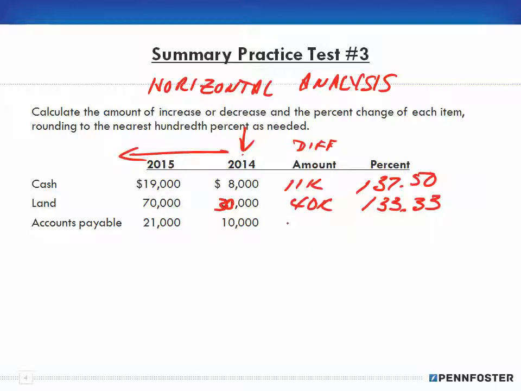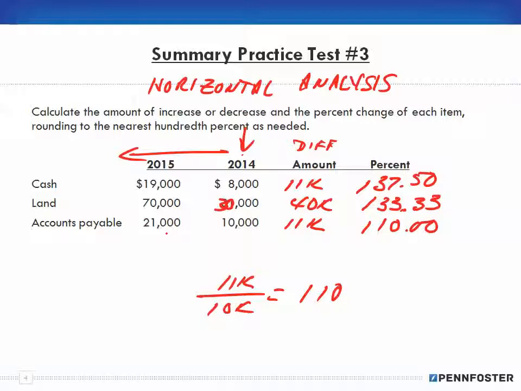And lastly here, we have 21,000 minus 10,000, which means I have 11,000 again. So 11,000 divided by 10,000, and that's easy. That's 110%. All right, so that's number 3. I'm going to stop here and pick up with number 4 in the next video.